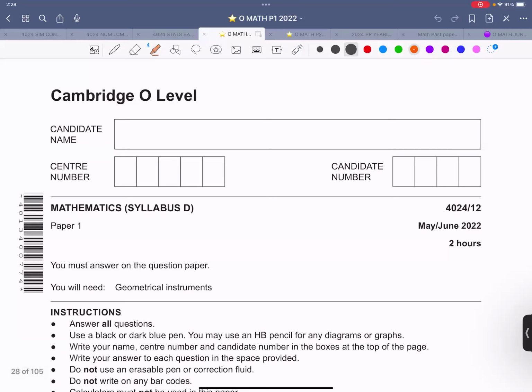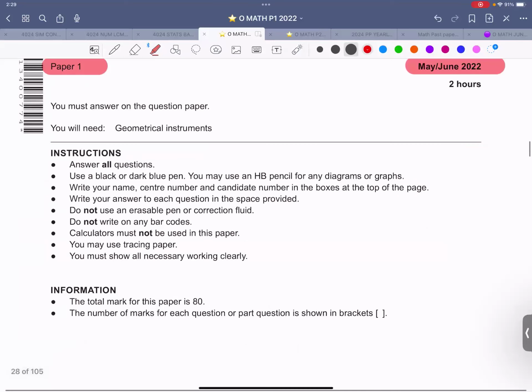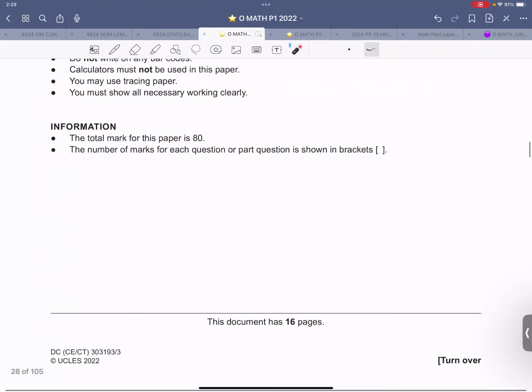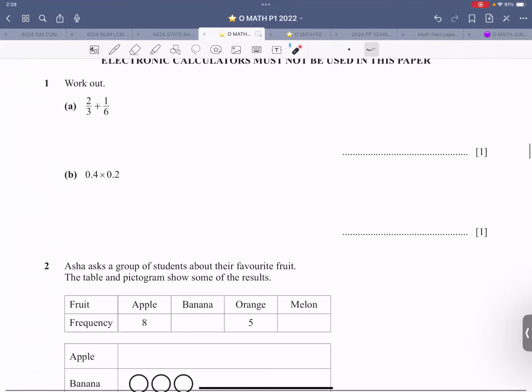We are solving another past paper, Mathematics Syllabus D, Paper 1, May-June 2022, the second variant, which is 1-2. By now, you are familiar with all these instructions. So let's get started.